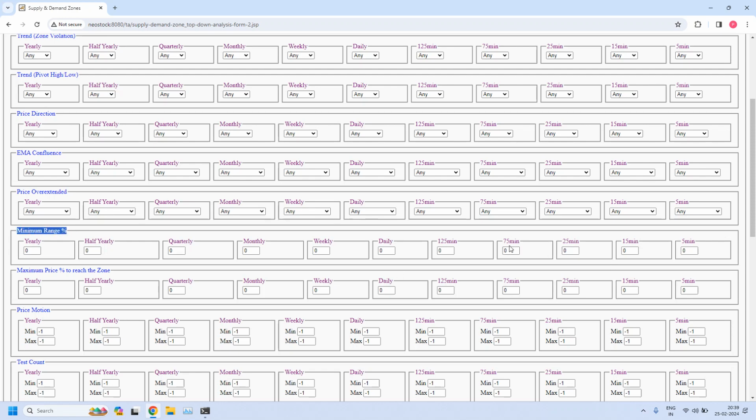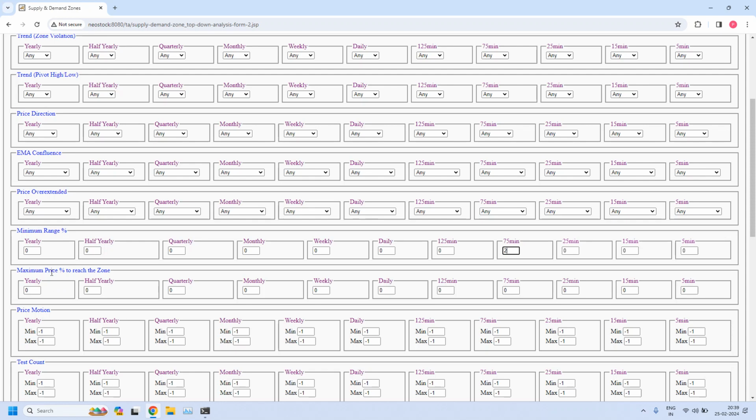But which time frame do we have to set? 75 minutes, because our entry zone is 75 minutes. So minimum 2% reward between demand zone and supply zone, or demand zone and all time high. Minimum 2, maximum could be anything. And here the list will be big.